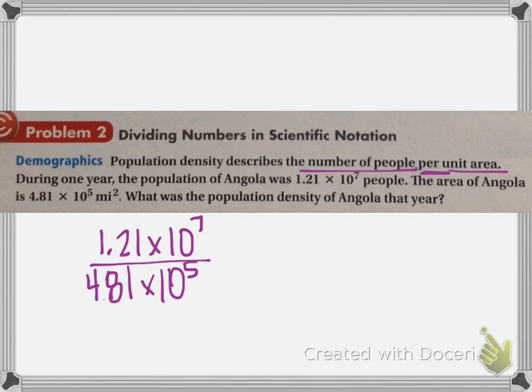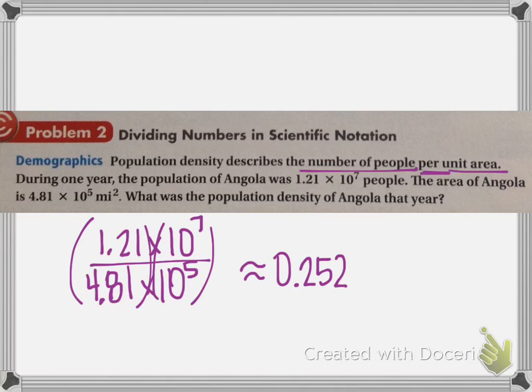My decimal didn't show up really well. There we go. And you can divide the tens and the numbers separately to help you out. You want to keep it in scientific notation. So let's do 1.21 divided by 4.81. That's going to give me about 0.252. And then let's do 10 to the 7th divided by 10 to the 5th. So these 5 tens cancel 5 of those, and I'm left with 2 tens. So it's times 10 squared.